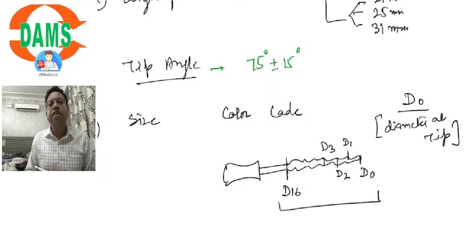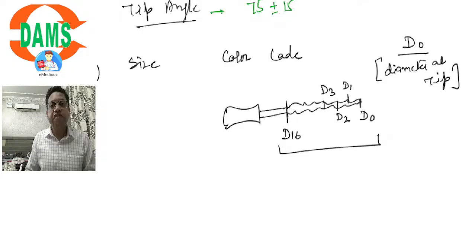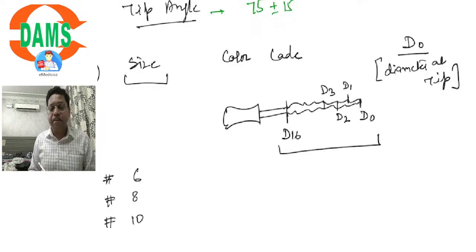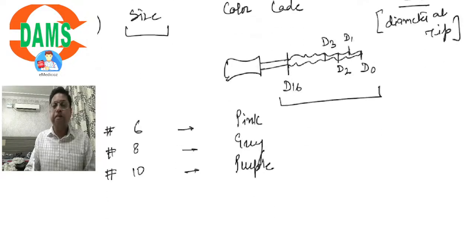So an ISO standard hand instrument would have diameters from D0 through D16. So what is D0? Diameter at tip of the instrument, that is indicated by the size of the instrument. There are three special sizes: number 6, number 8, and number 10. The size 6 instrument has a color of pink, which is the smallest endodontic hand instrument; gray is number 8, and purple is the number 10 instrument.